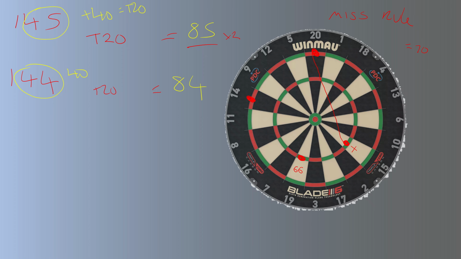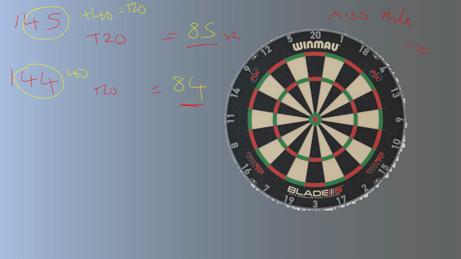Now 84. Again, there's two ways to do this. So 84, you can go treble 20, which is 60, for double 12. Hitting the big 20 would leave 64.